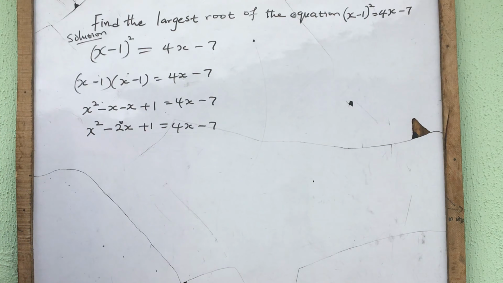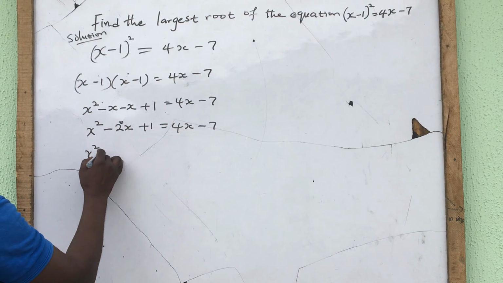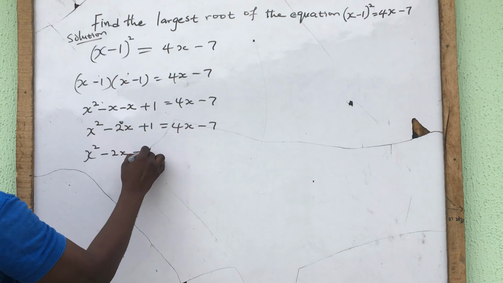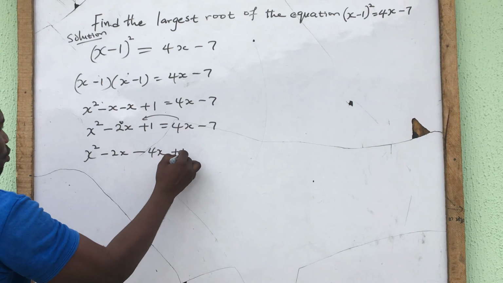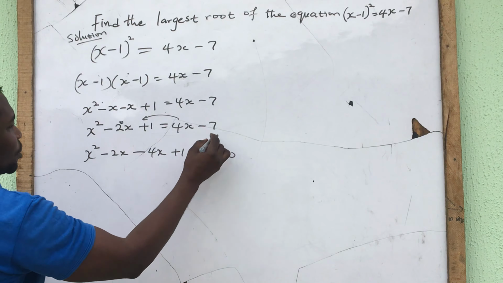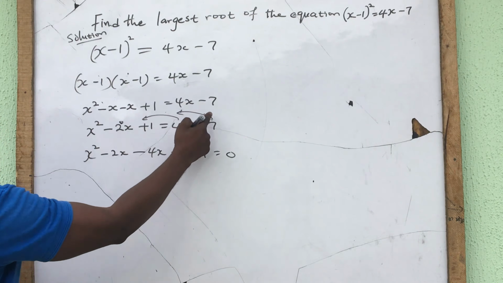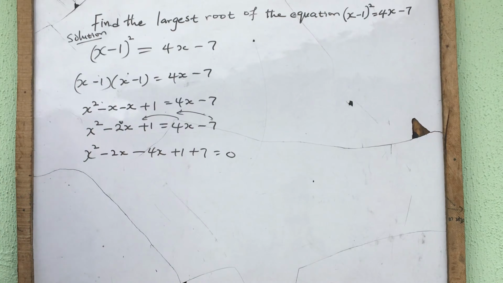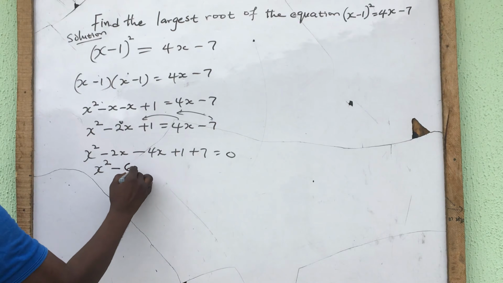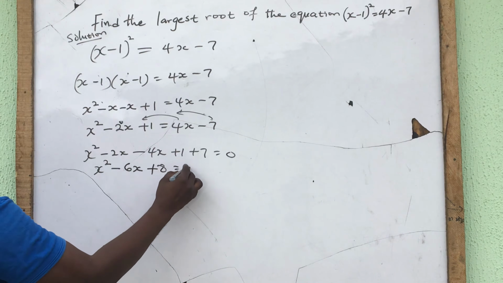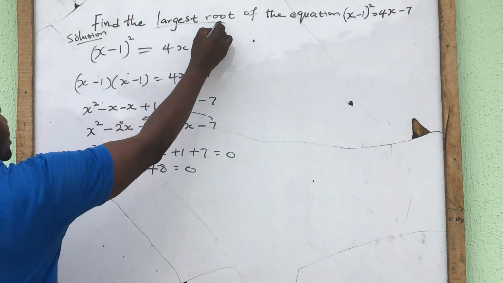Let's try to rearrange. So x squared minus 2x minus 4x, when this one comes to this side, then plus 1 plus 7 equals 0, when this one also comes to this side. So we have x squared minus 6x plus 8 equal to 0. This is the quadratic equation we want to solve now. We have to find the largest root.